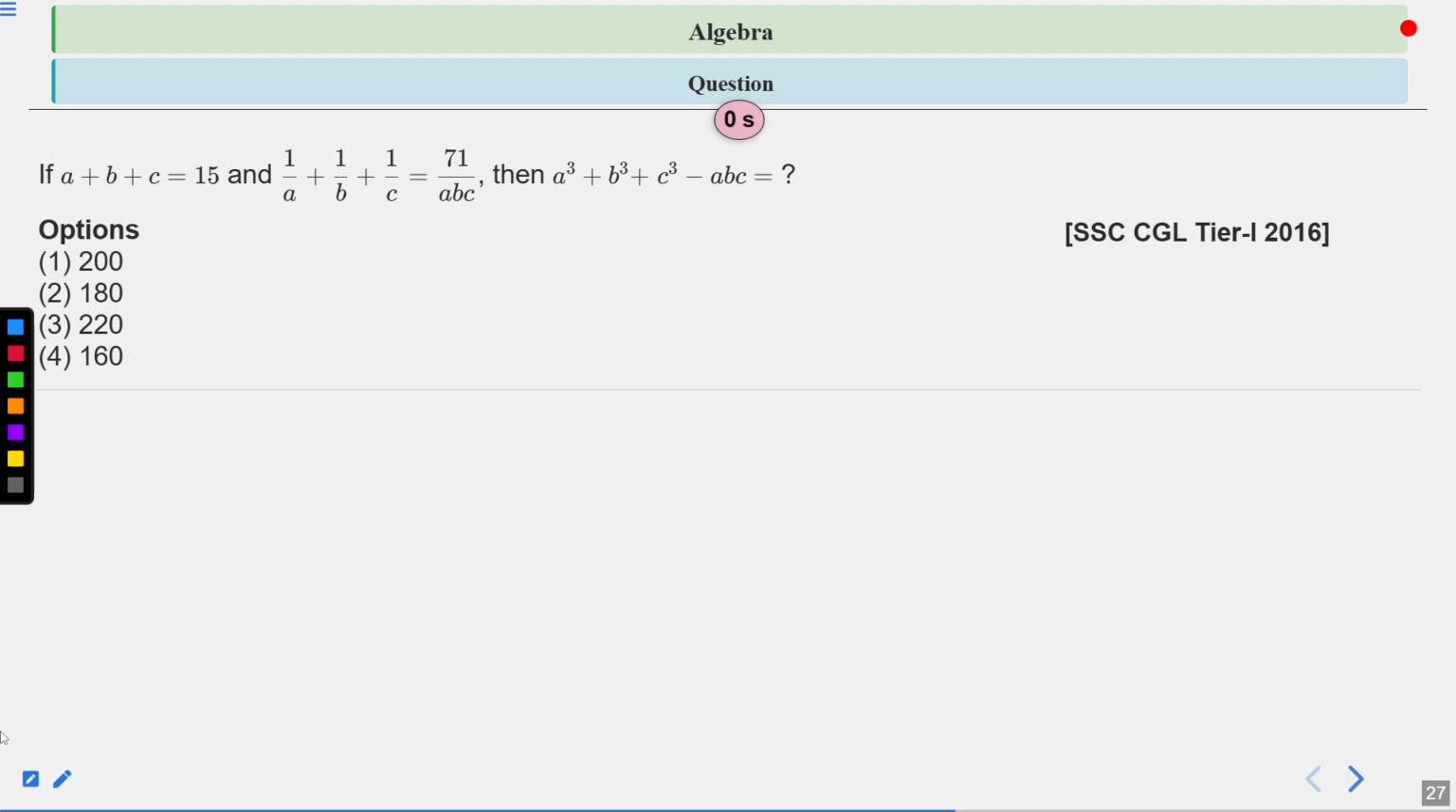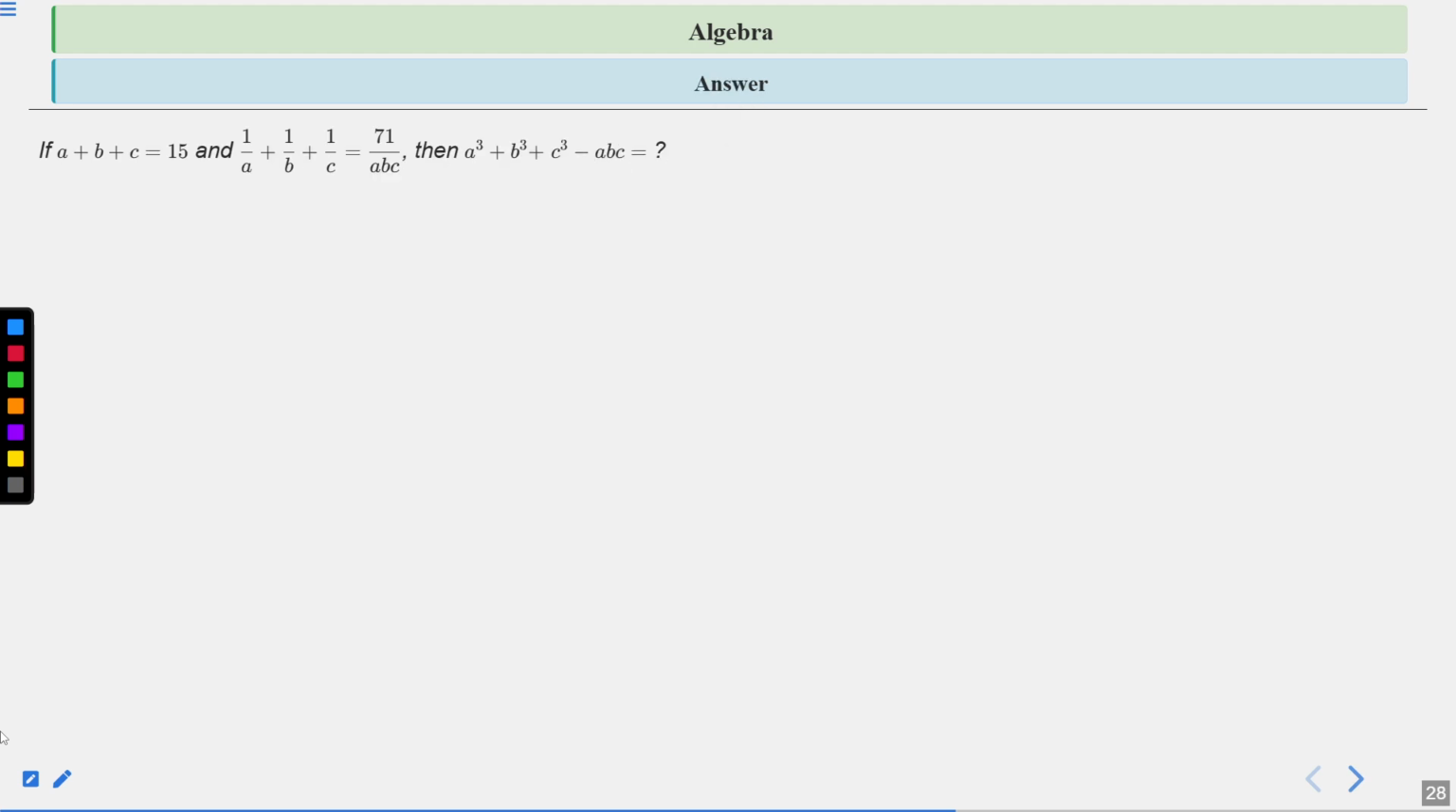Now time's up. Let's see the solution of this question. The question says that a plus b plus c equals 15 and 1 upon a plus 1 upon b plus 1 upon c is also given, which equals 71 upon abc. We need to calculate a cube plus b cube plus c cube minus 3abc. The correct answer of this question is the second one, which is 180. Now see the detailed solution of this question.